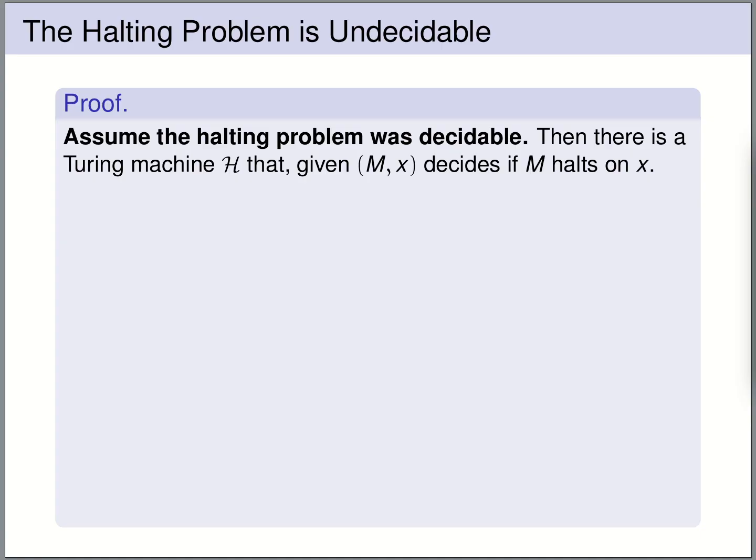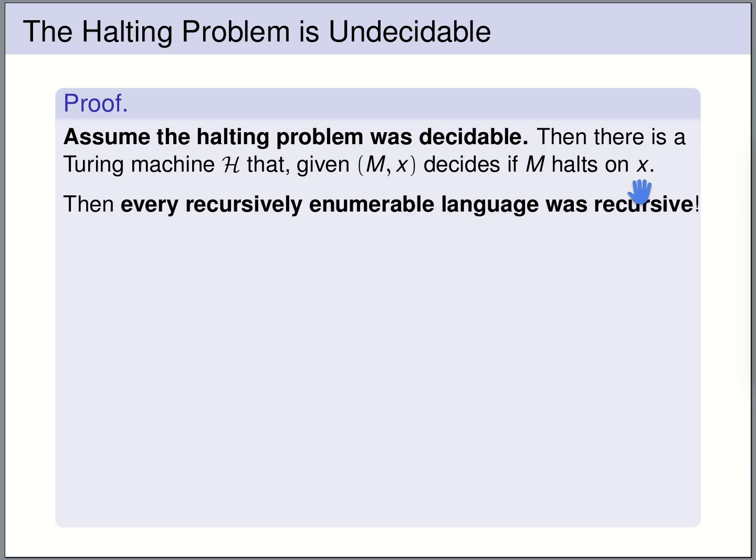For contradiction, let's assume that the halting problem was decidable. So we assume that there exists a Turing machine H, which I will refer to as the oracle Turing machine, that on the input of a pair (M, X) decides whether M halts on X or not. So it will answer yes or no. We will show that then every recursively enumerable problem would be recursive. And we have already seen that there are recursively enumerable problems for which the complement is not recursively enumerable. Thus, if we can show this fact, then we have a contradiction.